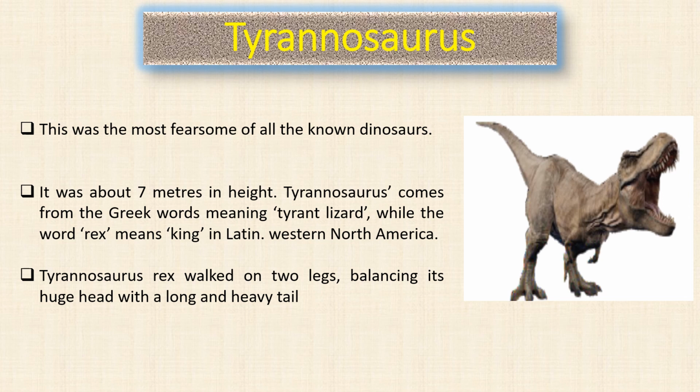Next prehistoric animal is Tyrannosaurus. As you can see on the screen, the picture of the Tyrannosaurus, this was the most fearsome of all known dinosaurs. Fearsome means frightening. It was about 7 meters in height, and Tyrannosaurus comes from the Greek word meaning tyrant lizard. Tyrannosaurus rex walked on two legs, balancing its huge head with a long and heavy tail.